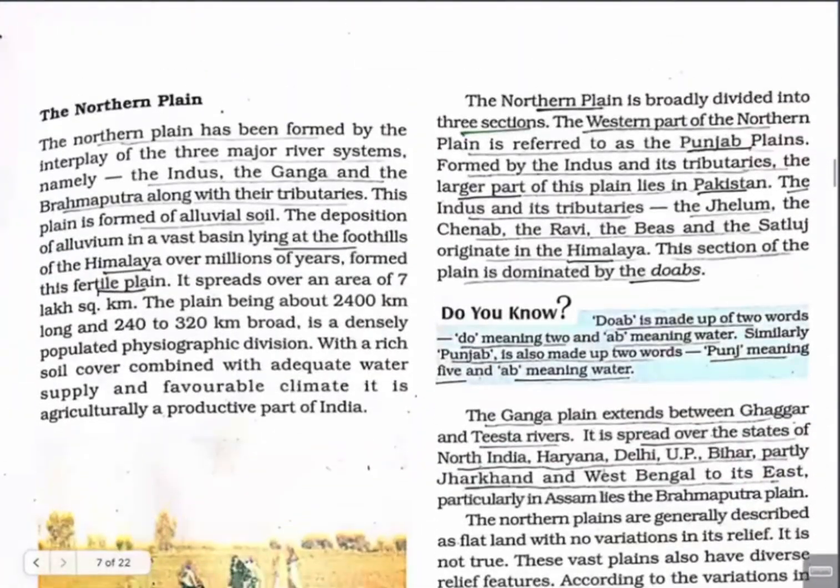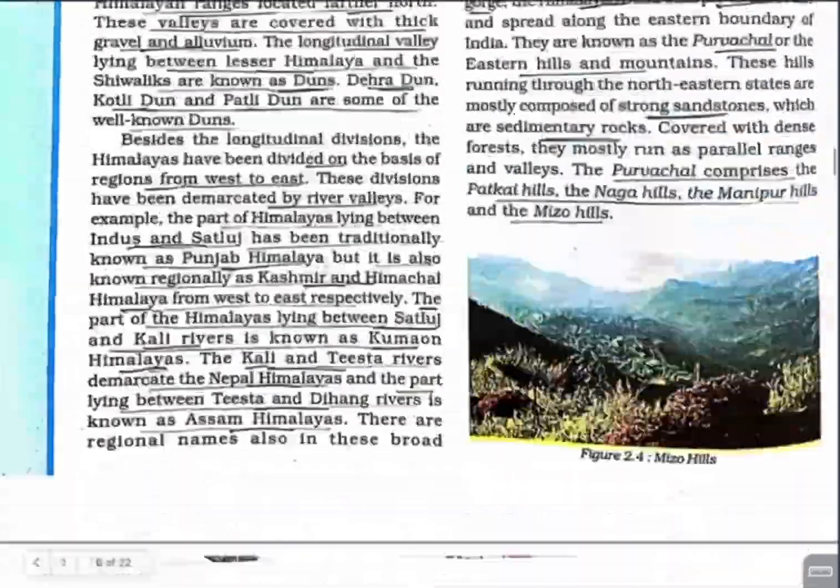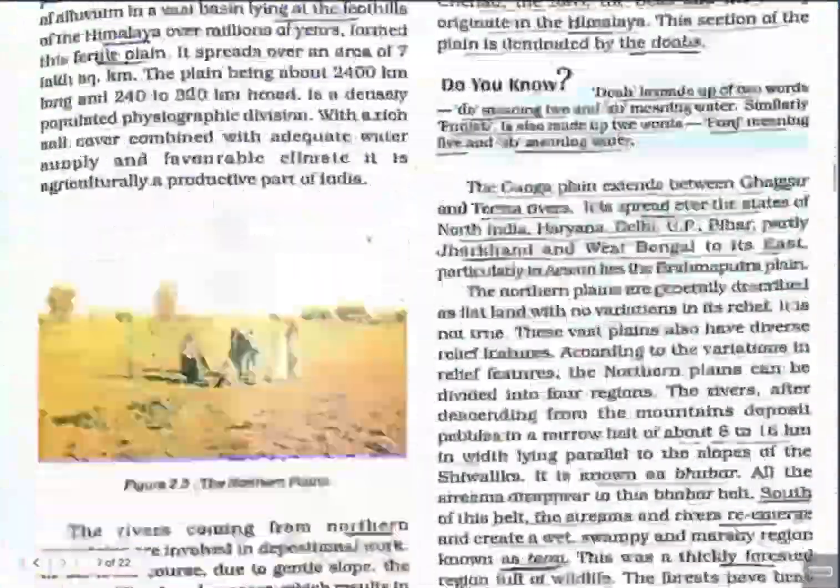Now we'll move towards the northern plains. Here it is given that the northern plains have been formed by the interplay of three major river systems, that is Indus, Ganga and Brahmaputra, along with their tributaries. So now we'll see about these three rivers.